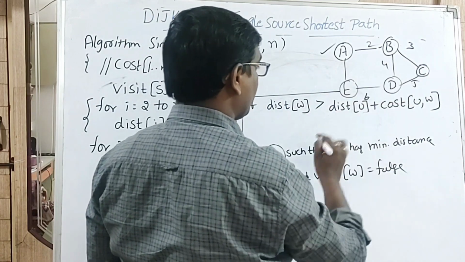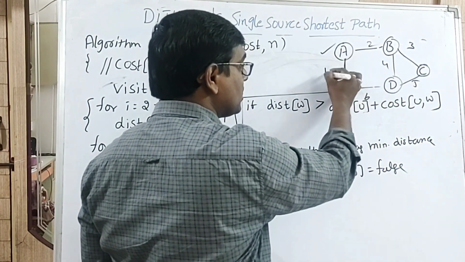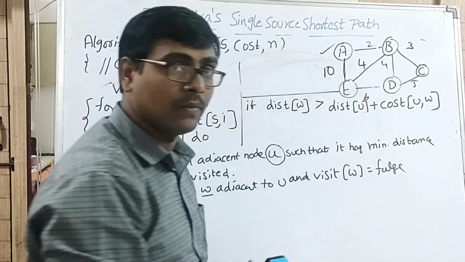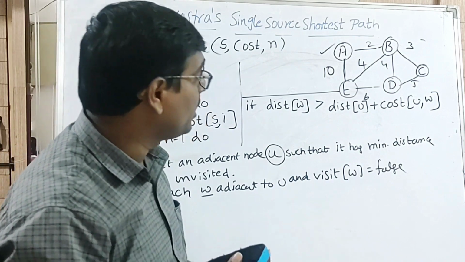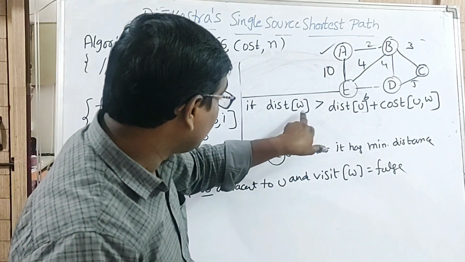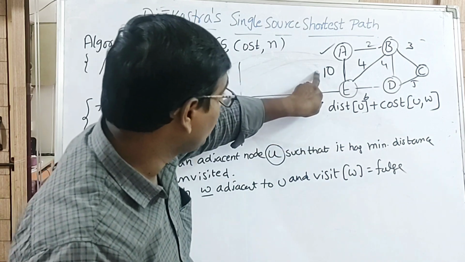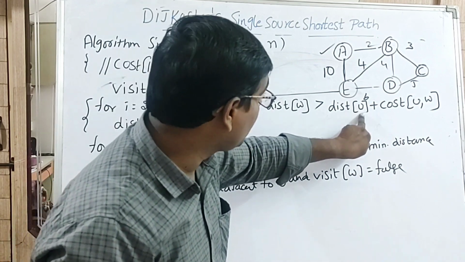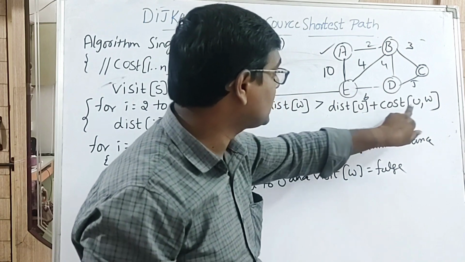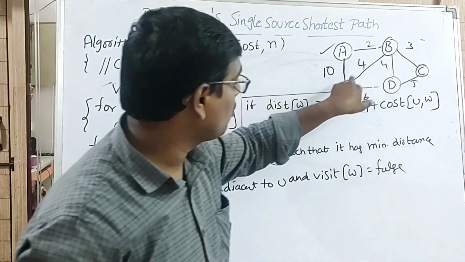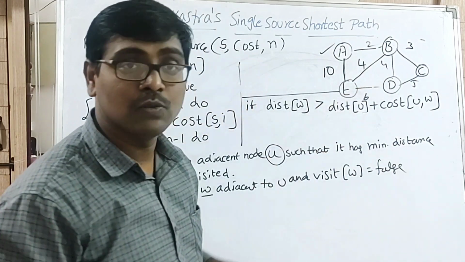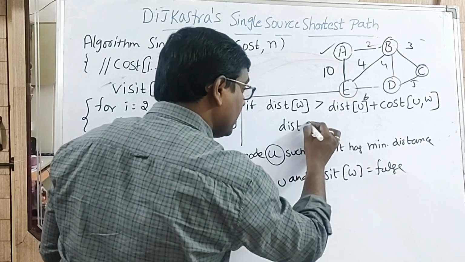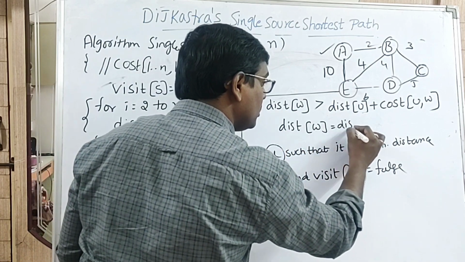For example, assume this is the direct distance, this value is 10. Here, this value is 4. Now, what is the shortest distance from A to E? Here distance of E, what is the value? 10. It is greater than distance of B. Distance of B means A to B, that is 2, plus cost of U comma W, cost of B comma E, 4. 2 plus 4, 6. Which one is the smallest? This is the smallest. Now my distance is updated. Distance of W is equal to this, this is the formula.